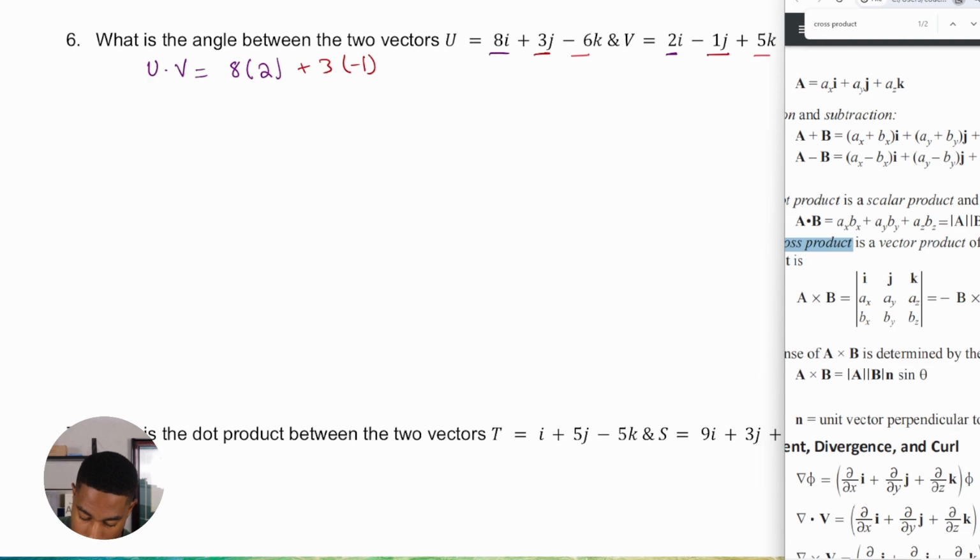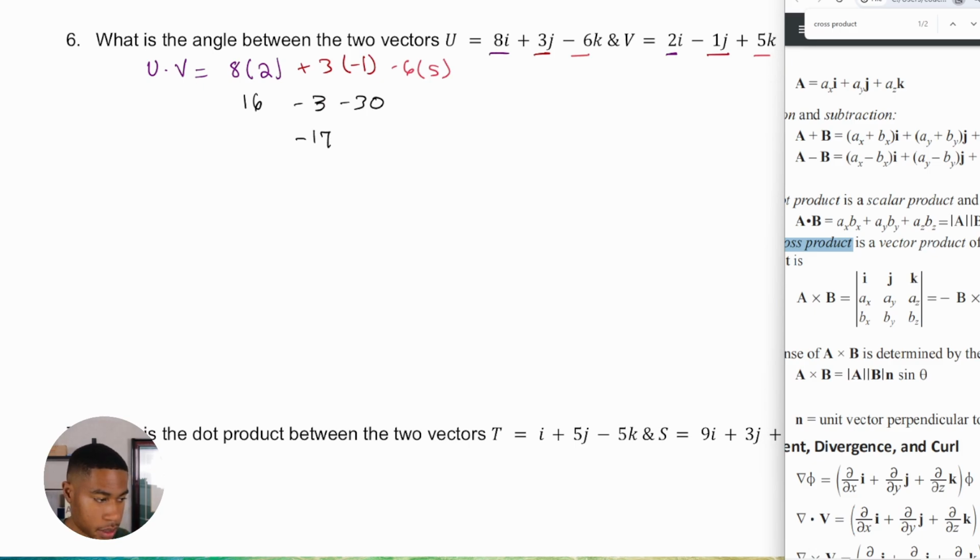Then we're going to do minus 6 times 5. All right. I'm going to use some regular colors here. So when we total all that up, we end up getting 16 minus 3 minus 30. Okay. And that totals to negative 17.